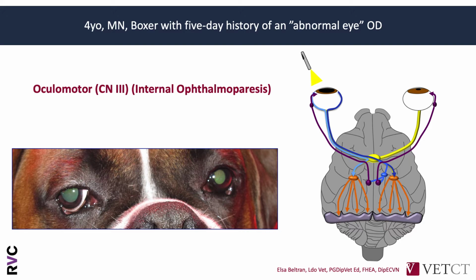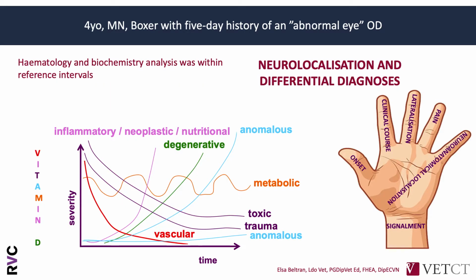So in order to explain this absent PLR with normal vision, and the rest of the neuroexam apart from the static strabismus being pretty remarkable, we need to think about a lesion affecting your oculomotor nerve. Putting everything together, so this 4-year-old male neutered Boxer with a 5-day history of oculomotor neuropathy, what are our differentials?